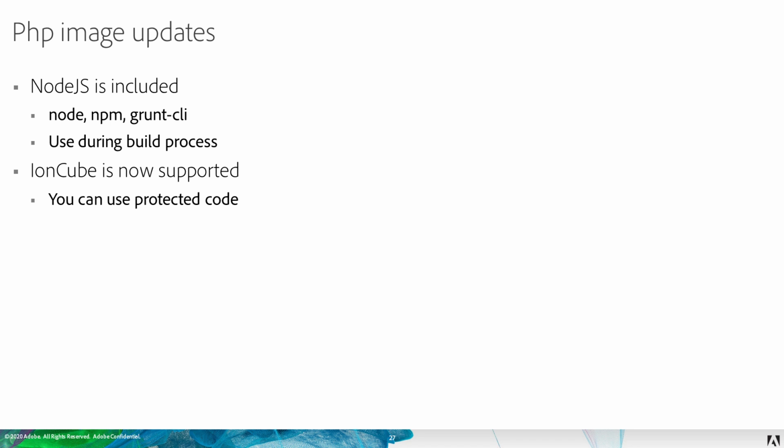And we now support IonCube, which, if you don't know, is basically an encryption for PHP code. None of the official Magento code does this, but if you have any third-party modules that use IonCube for protection, then you can now use those on Magento Cloud Docker out of the box.